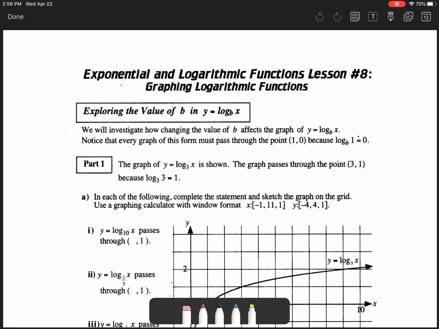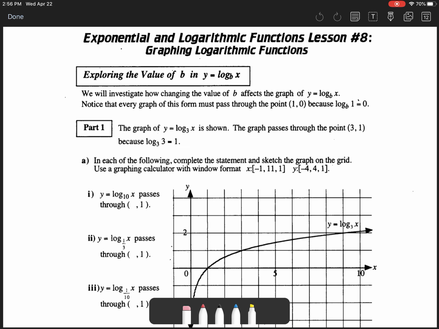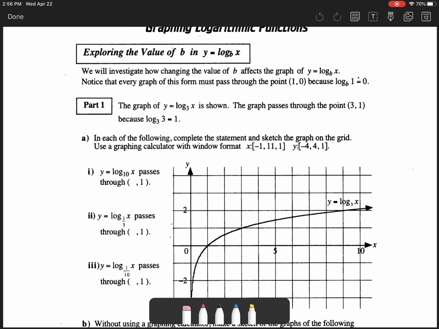Hi Math 30-1s. Today we're going to take a look at graphing log functions. Remember that log functions are inverses of exponential functions, so reflections of exponential functions in the line y equals x. Just keep that in mind as we are working through today's lessons.